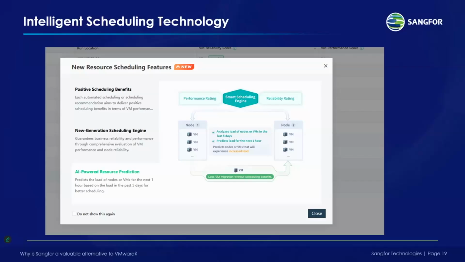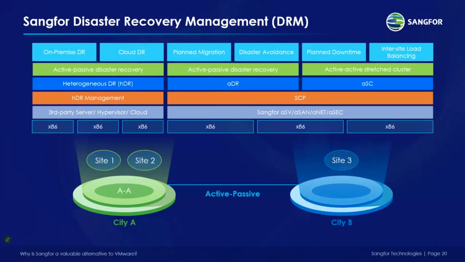Then, so we talked about infrastructure, we talked about backup, multi-copy. Now, when it comes to disaster recovery, yes, we have multiple types of disaster recovery. When we talk about active passive disaster recovery between Sangfor Site 1 to Site 2, we call it as ADR. And it is licensed based on the number of virtual machines that you want to replicate from Site 1 to Site 2. And then the second one is stretch cluster.